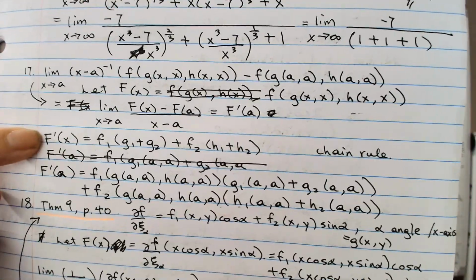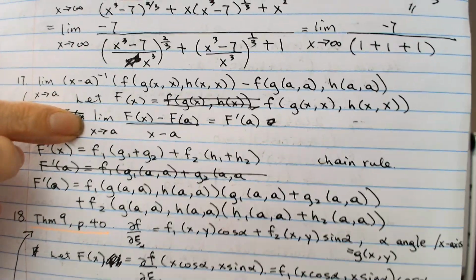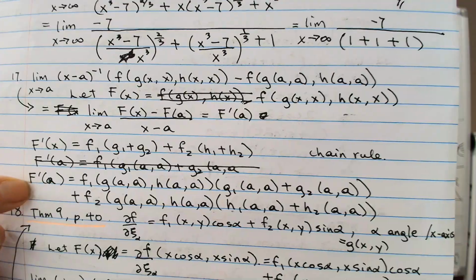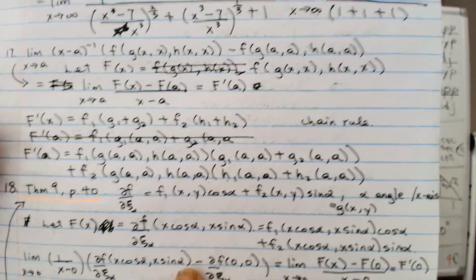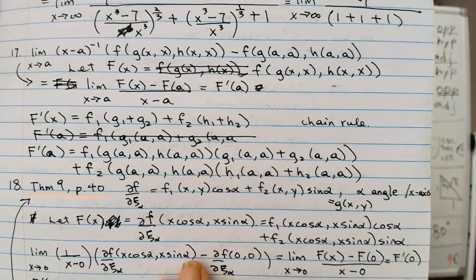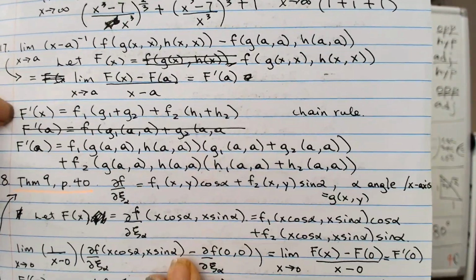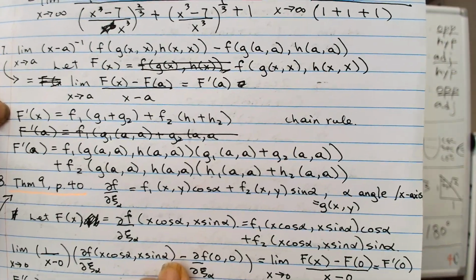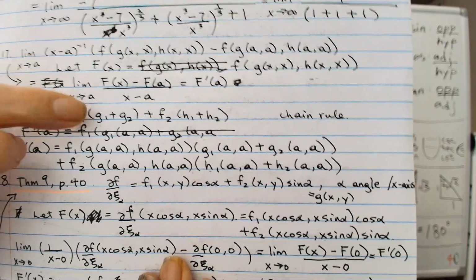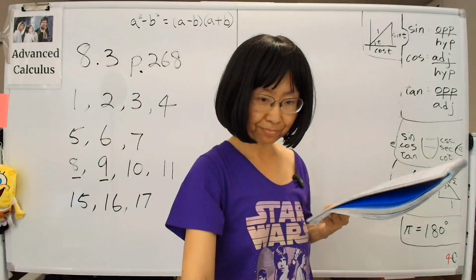But the original limit is F prime of a, so we plug a into this F prime of x, which gives us all this. We write a many times, but that is the answer. It's just this thing with a plugged in at all positions of x. So it's this stuff added up, except you have to write down all the a's. So that should be right.